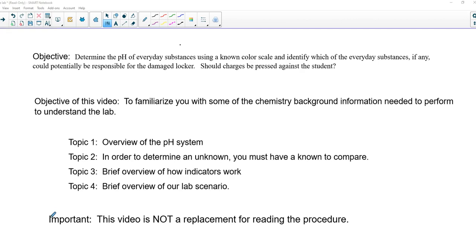In this case, the objective of this particular video is to familiarize you with some of the chemistry background information needed to perform and understand the lab, but also to write your lab report if that's something that you're doing for this particular lab.